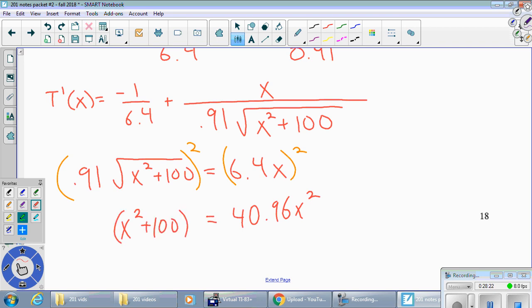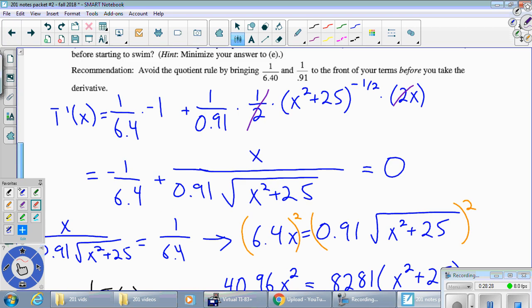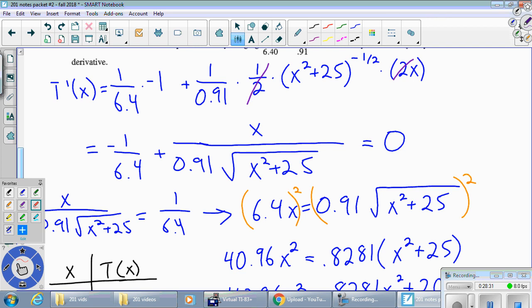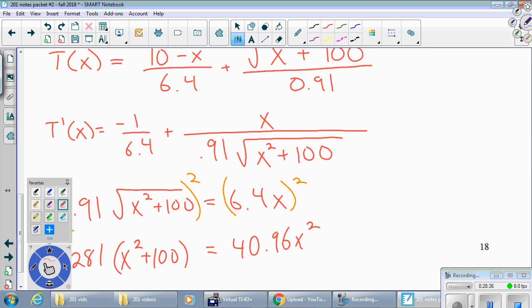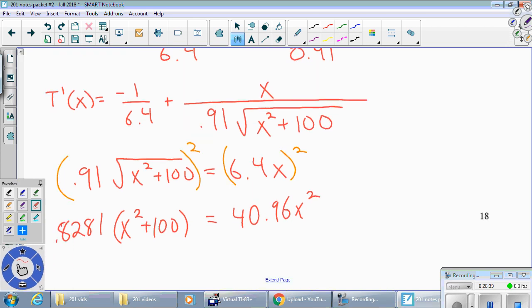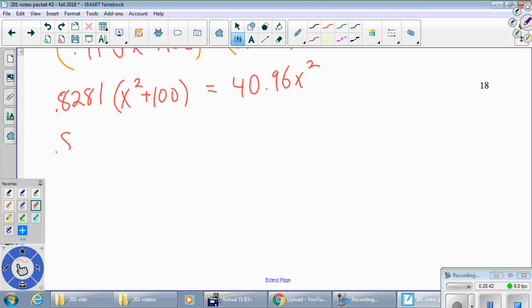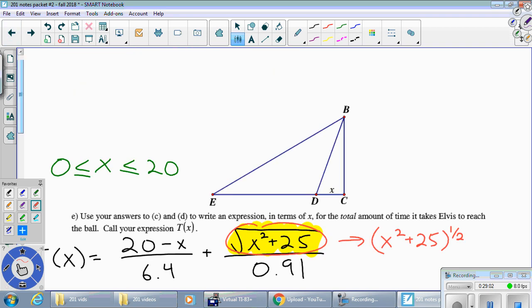Equals here, 0.91 squared, what was that? Was that 0.8281? Let's make sure we've got that right. 0.8281, super. Then we're going to multiply. Very little is new, but this is one of the spots where it becomes new. When I distribute here, 0.8281 x squared plus, and now 100 times this is 82.81. I really could have jumped almost to this step on the previous page, because then we're going to subtract, and it'll be the same subtraction we did before with the x squareds.